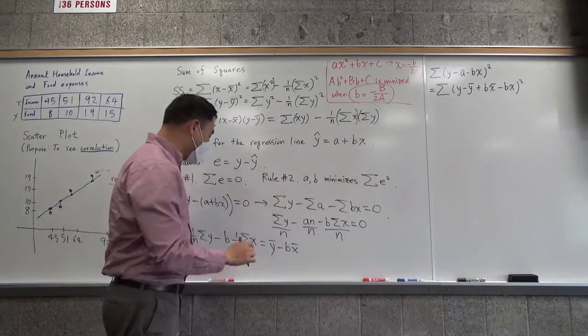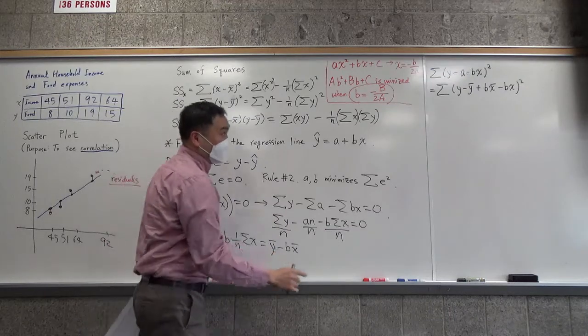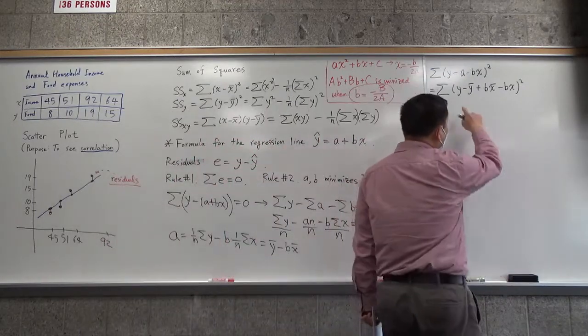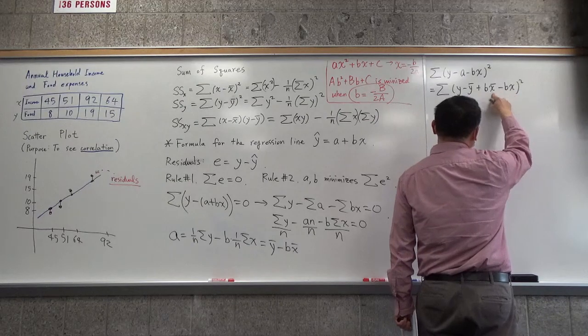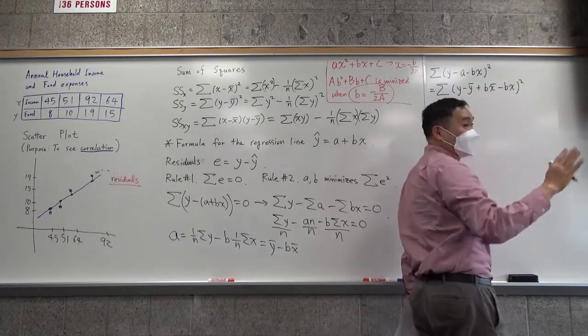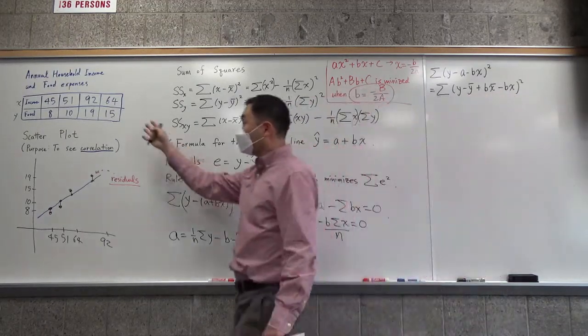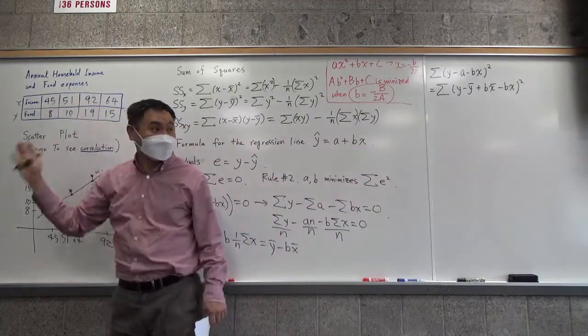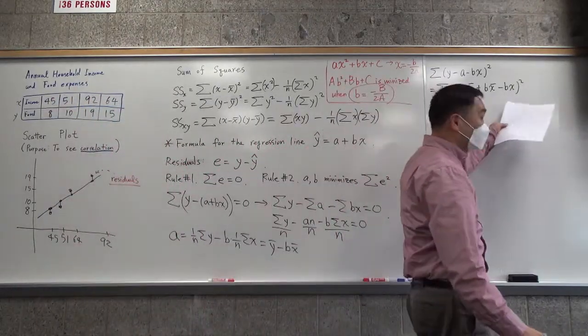And because we already found out what a is in terms of b, here, x bar, y bar, these are values that are already from the sample. So for example, if your sample is like this, those are already given, okay?